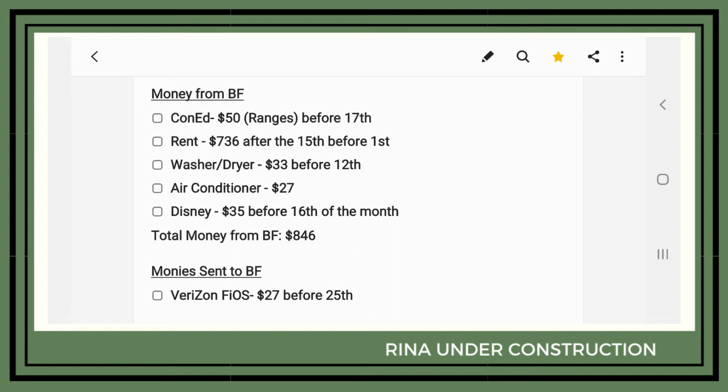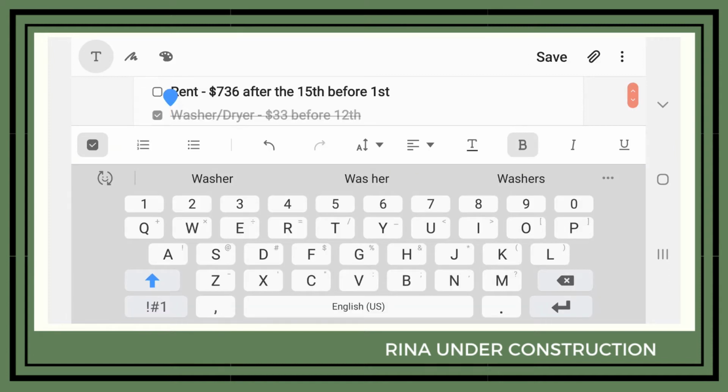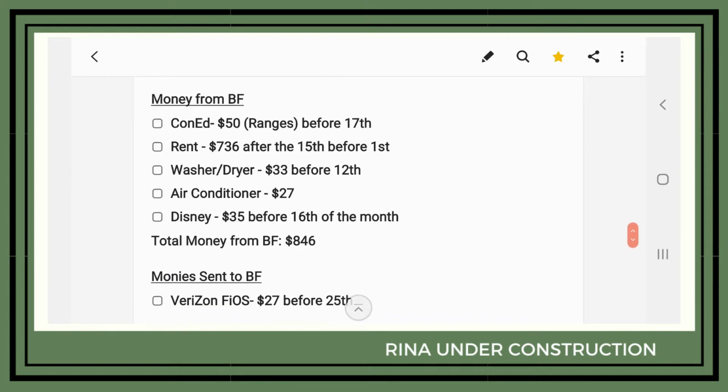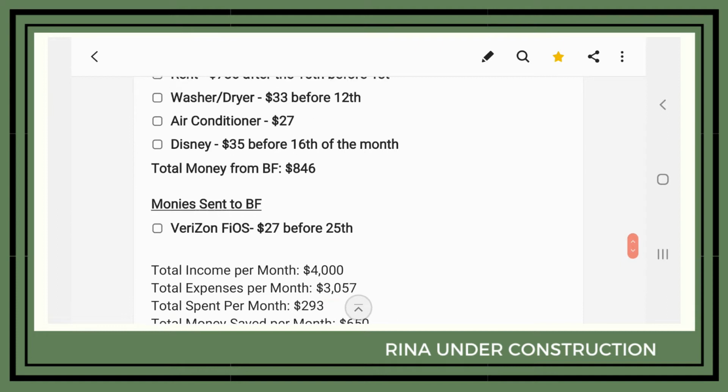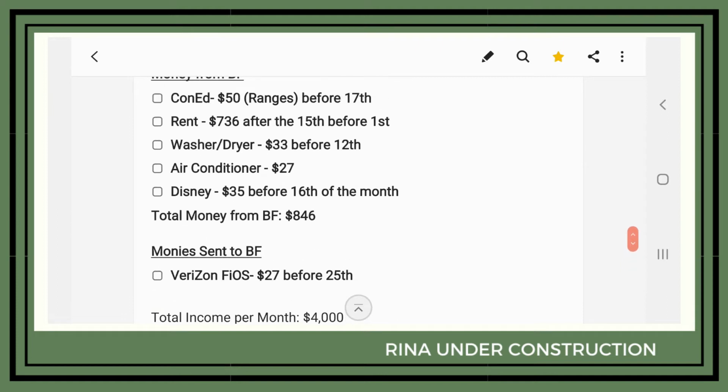So we split expenses. We have utilities here, and then rent, and then the rest of them are the microloans that we share. These are already paid off, so I can take these out now, but just for this example, this is the total of money I'm gonna get from him every single month for all the expenses that we share. And then this is the money that I send to him. We share our Wi-Fi account, but it's in his name, so I send him money every single month.